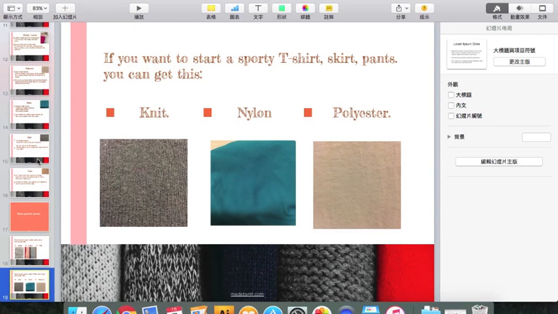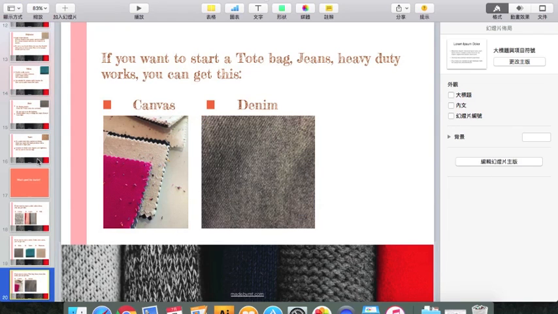Okay, and if you want to make a sporty t-shirt, more like a lazy draping kind of shirt, or pants, now I recommend all three of those for you: knit, nylon, and polyester. Okay, and if you want to make a tote bag, jeans, a heavy-duty kind of project for a little camp or door holder, those kinds of things, I would recommend canvas and denim.